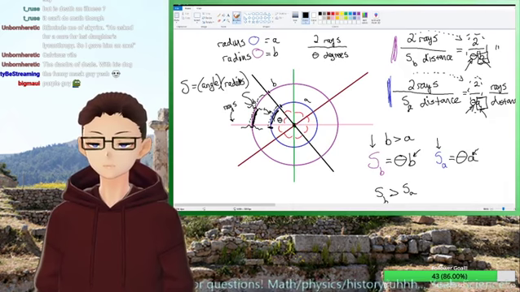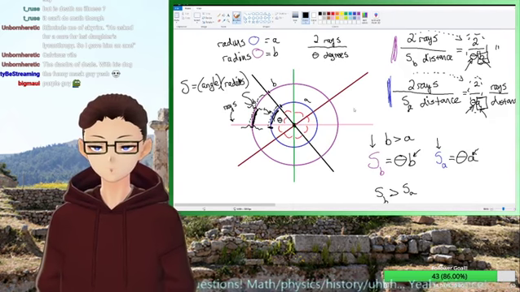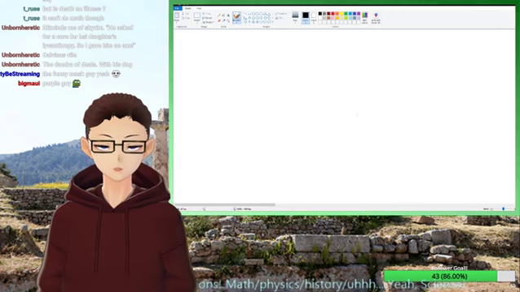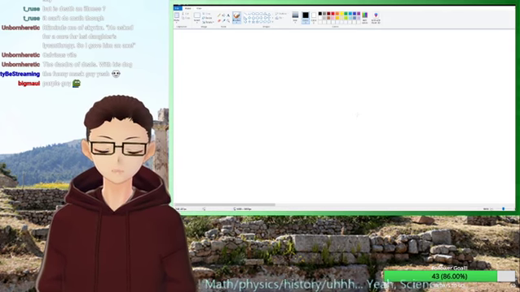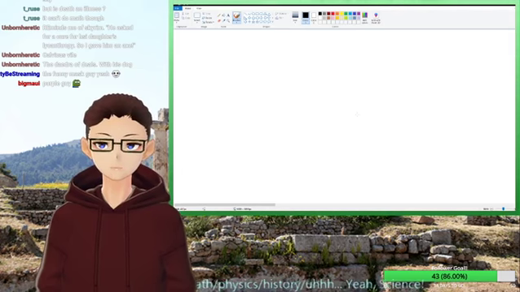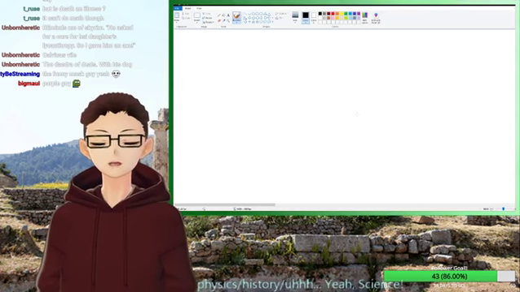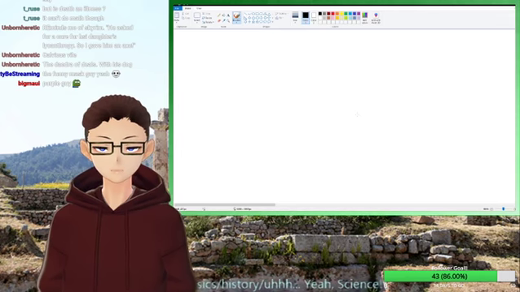Pink elephants. Okay, so we got two things done. We got proportionality talked about, we got flux talked about. The next thing that we need to talk about is mass.